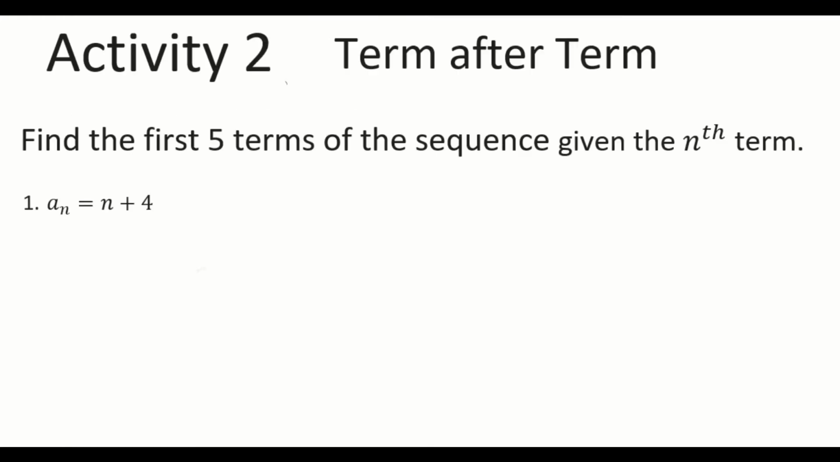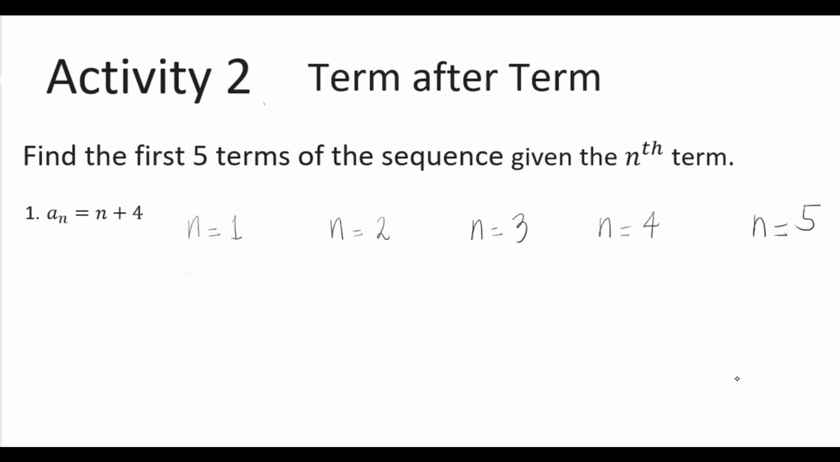To find the first 5 terms of the first sequence, a sub n equals n plus 4, we are to substitute 1, 2, 3, 4, and 5 to the variable n. We substitute 1 to n to find the first term, 2 to the variable n for the second term, 3 for the third term, 4 for the fourth term, and 5 for the fifth term.